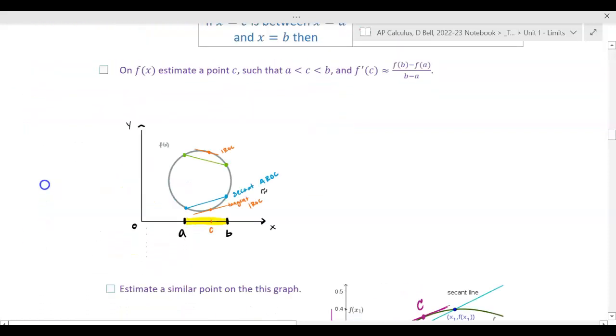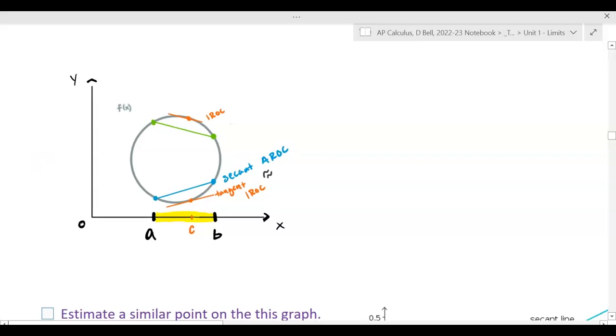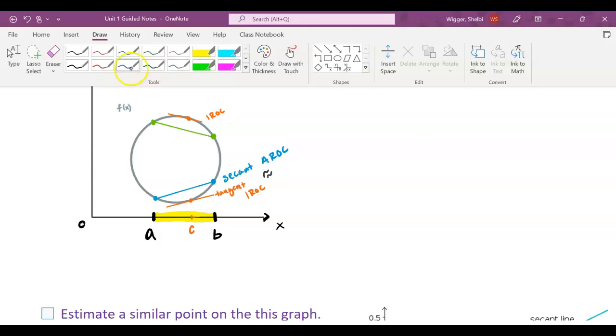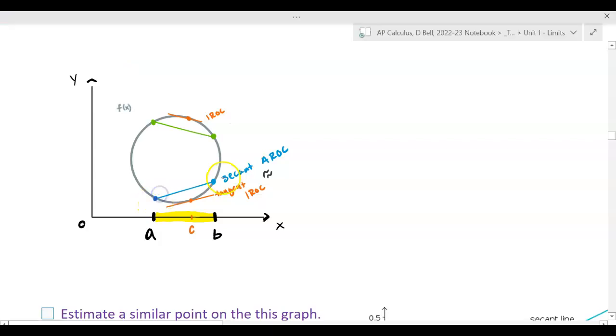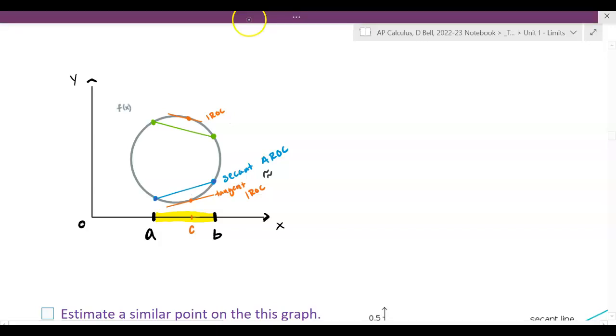So if we look here, C is a point between A and B. So if we look at A and B, and we look at the blue line first, the slope of the secant is the average rate of change between A and B. And at point C, we will have a slope that is approximately equal to the slope between A and B.